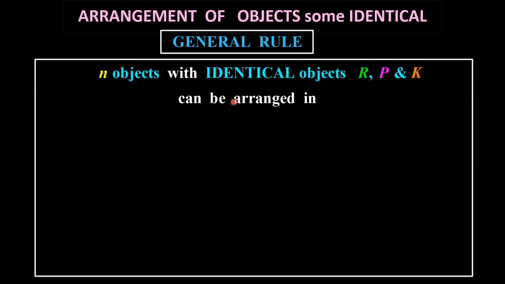So if we have n objects, and we've got object R where there's some repetition, object P where there's some repetition, and object K where there are some identical, there could be more than one K, more than one occurrence of that particular object. How can they be arranged? We then have n factorial, that's the number of objects, and because of R we have small r factorial, and small p factorial, and small k factorial.